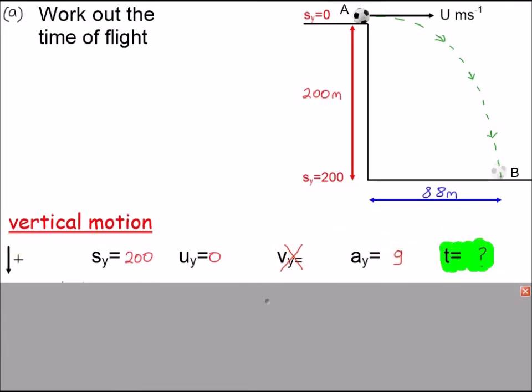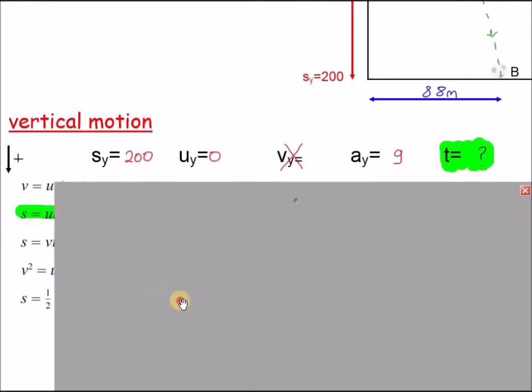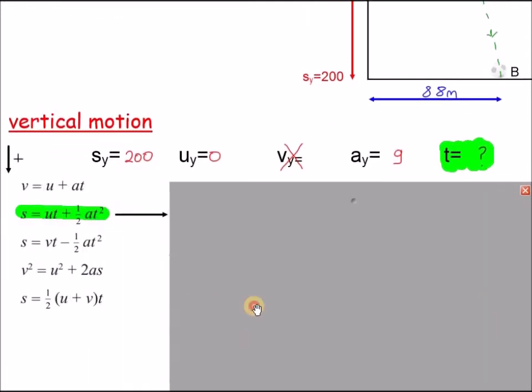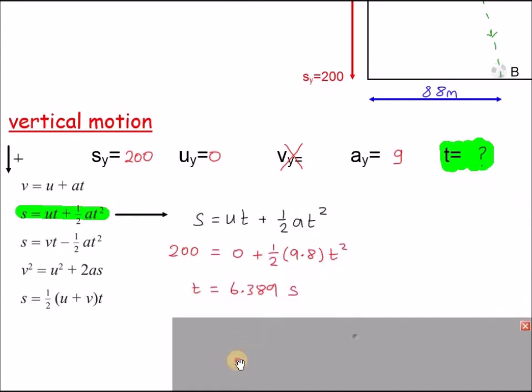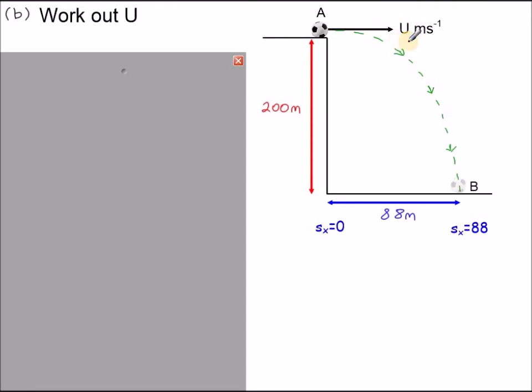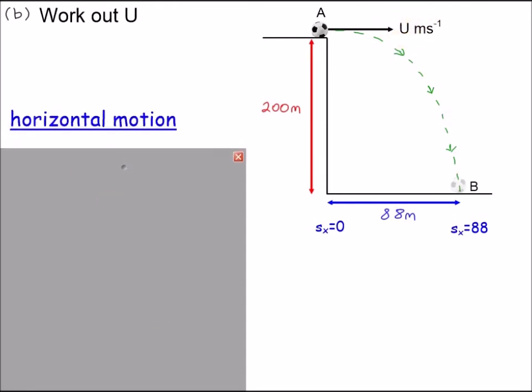We're after the value of t. So suvat, and the formula without v is this one. Substitute the values in, and we have the time of flight, 6.389 seconds. So to work out the initial velocity here, the value of u, now we're looking at horizontal motion.